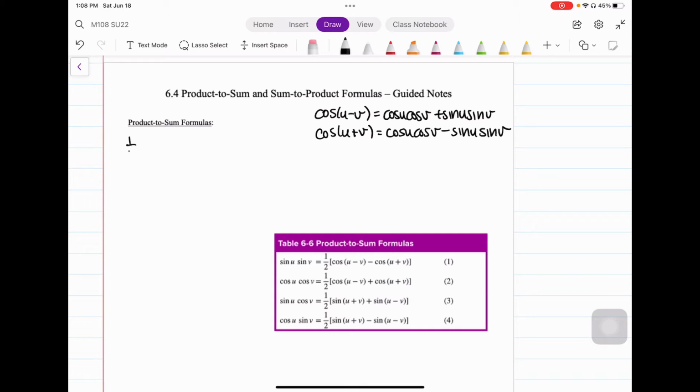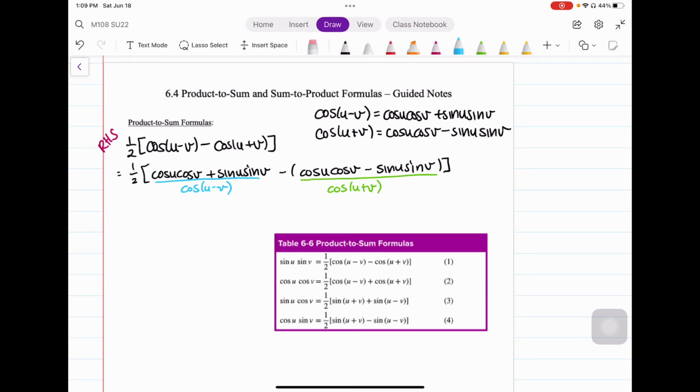I'm going to start with the right-hand side of the first equation. Then I'm going to expand that using the sum and difference formulas that I've just listed. Expanding cosine u minus v and cosine u plus v gives 1/2 [cosine u cosine v plus sine u sine v minus the expression cosine u cosine v minus sine u sine v]. I'm going to use the distributive property to distribute that -1 in, so it's going to change some signs. It's going to make this term a negative and it's going to make this term a positive.